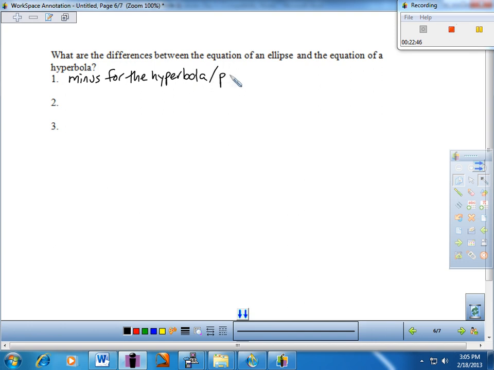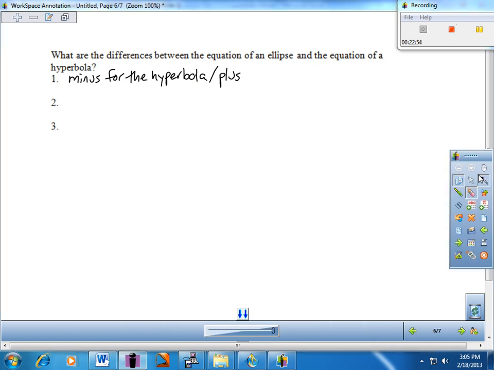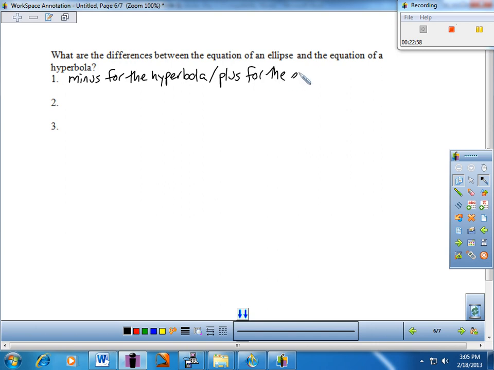And plus for the ellipse. There's one pretty fundamental difference right there. Oops, let me get that in a little better for you. So minus for the hyperbola and plus for the ellipse. Right? So that's not too bad. Nice and straightforward to kind of start.